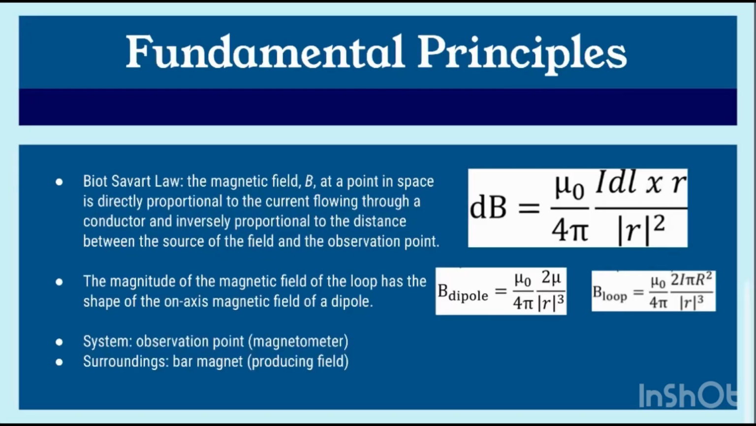Here are the fundamental principles that have been used throughout this unit and in this lab. We have the Biot-Savart law, which states the magnetic field B at a point in space is directly proportional to the current flowing through a conductor and inversely proportional to the distance between the source of the field and the observation point. The magnitude of the magnetic field of the loop has the shape of the on-axis magnetic field of a dipole. In this lab, the system was the observation point, the magnetometer on the phone, and the surroundings were the bar magnet, which was producing the field.